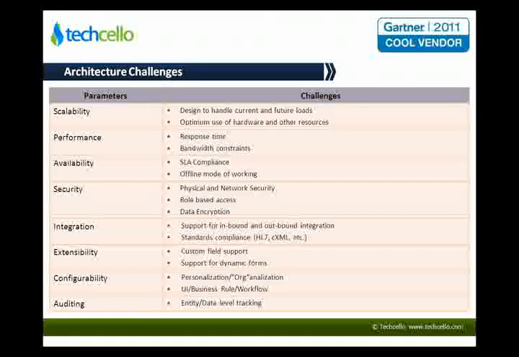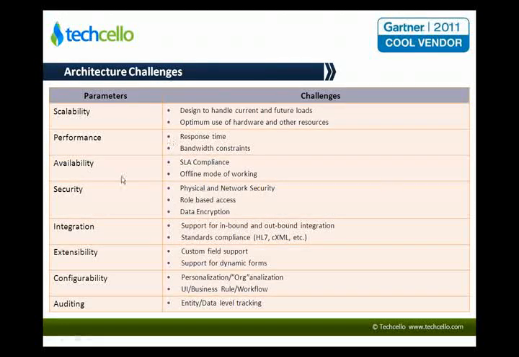SaaS itself becomes profitable only after you hit a large number of customers and a large number of users within that customer. What happens in a multi-tenant model is that most of the time all this data is going to sit together, and all these users are going to access a single instance of your application, which means your concurrency is going to be higher, and the load that the application has to process is going to grow exponentially. So these are the major concerns when you go for a multi-tenant model.